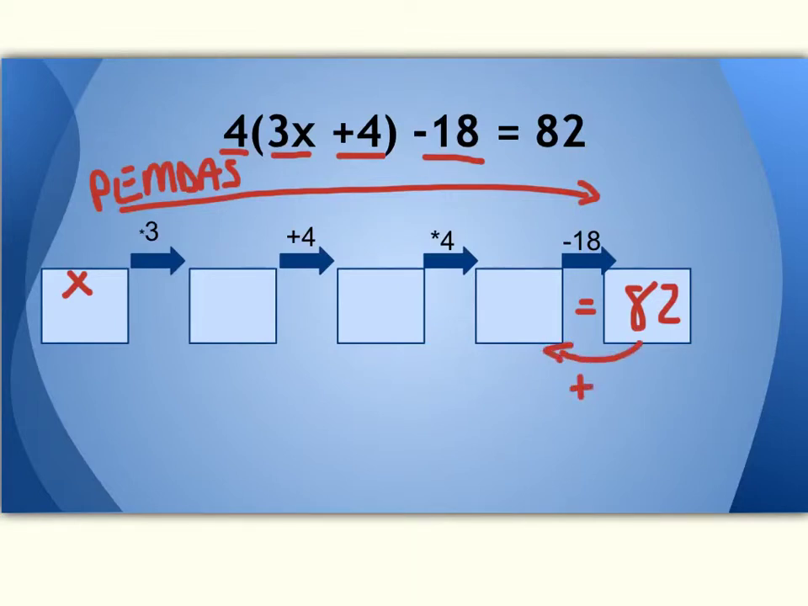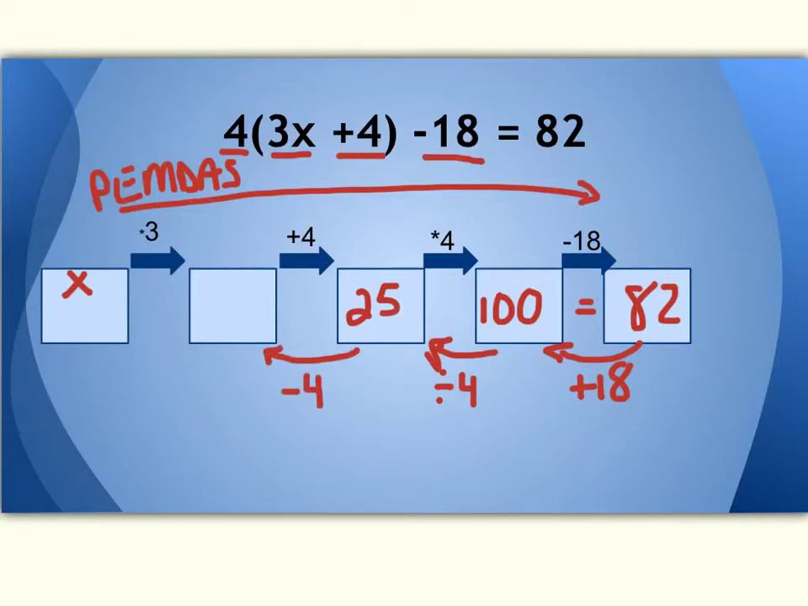Going this way, I would add 18 to get 100. I would then divide by 4 and get 25. I would then subtract 4 and get 21. And then I would divide by 3 and get x equals 7. That's our answer.